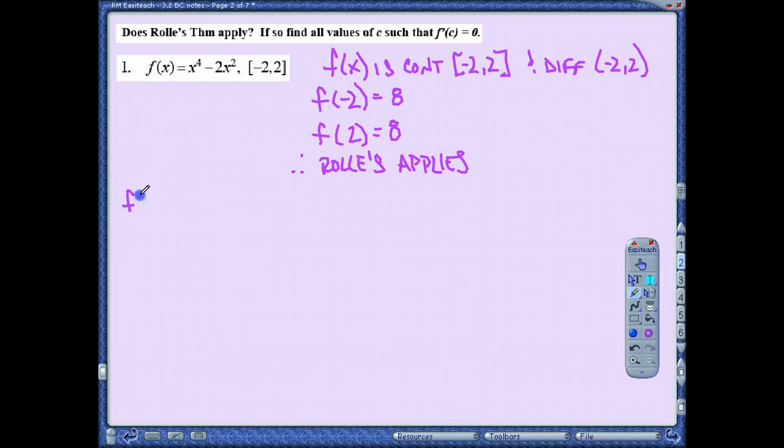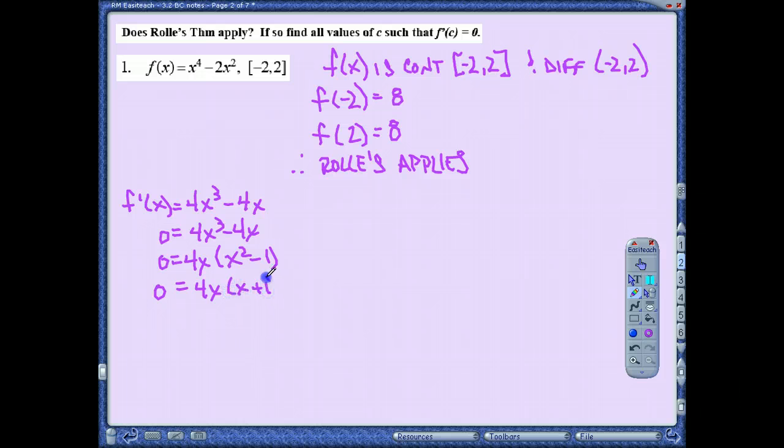First thing we'll do is find the derivative. The derivative of x to the fourth is 4x cubed. The derivative of 2x squared is 4x to the first power. I'm going to set that equal to 0. Factor out what they have in common, which is a 4x. Factor it out, don't divide it away. That's going to give us x squared minus 1, which, if I keep factoring, and you need to factor completely, is x plus 1 times x minus 1. I have 3 critical points.